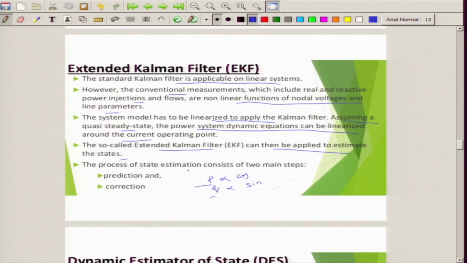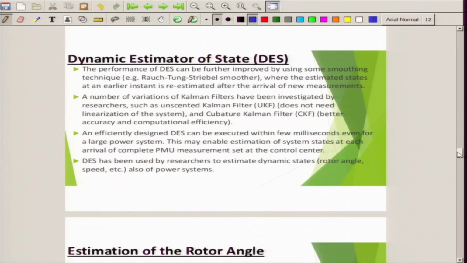The process of state estimation consists of two main steps: prediction and correction. First predict it and add some corrections. That is what state estimation does. The performance of the dynamic estimator of states can be further improved by using some smoothing technique, for example, the Rauch-Tung-Striebel smoother, where the estimated states at an earlier instant are re-estimated after the arrival of new measurements.